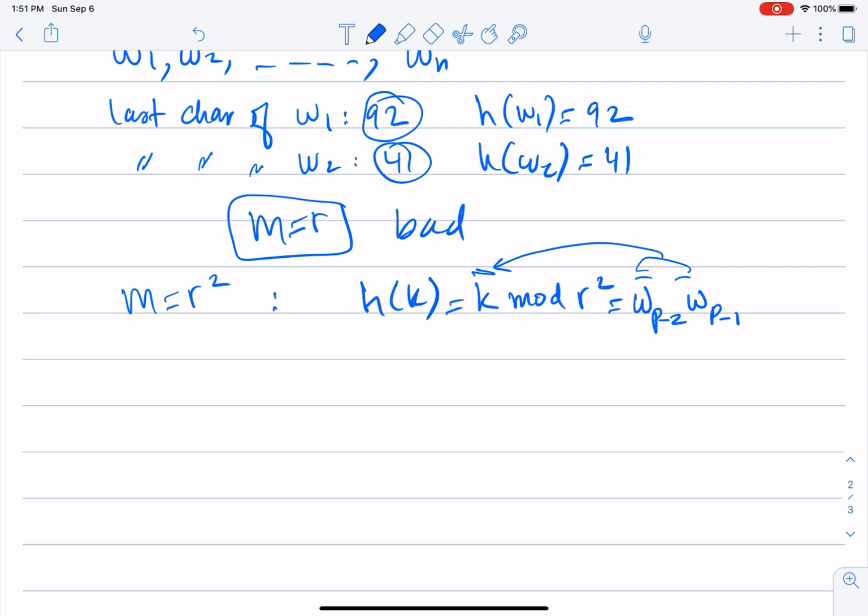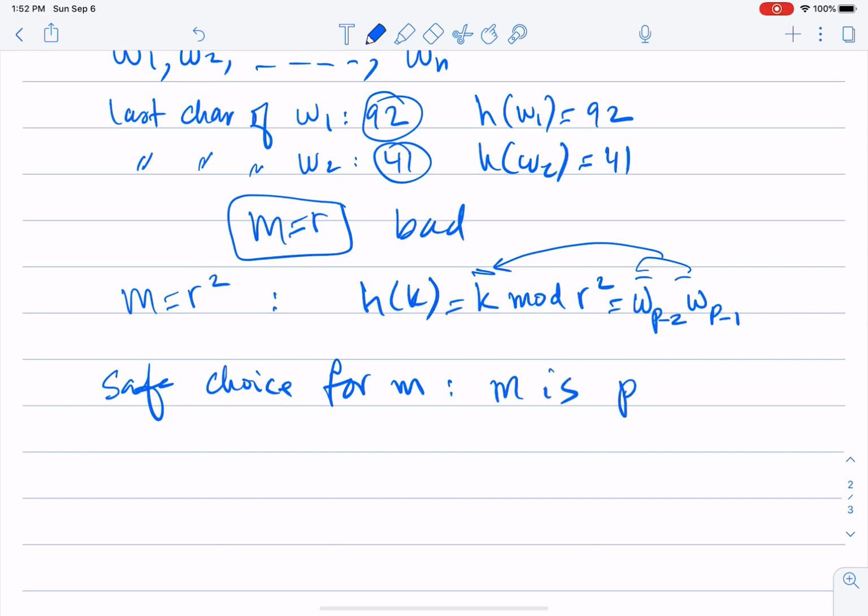One of the safest choices that have been advocated here is that a safe choice for M is prime. Okay? So you can take M to be prime. Now, we have to be careful about it because there are so many prime numbers. There's an infinite number of prime numbers. We don't want M to be large either.